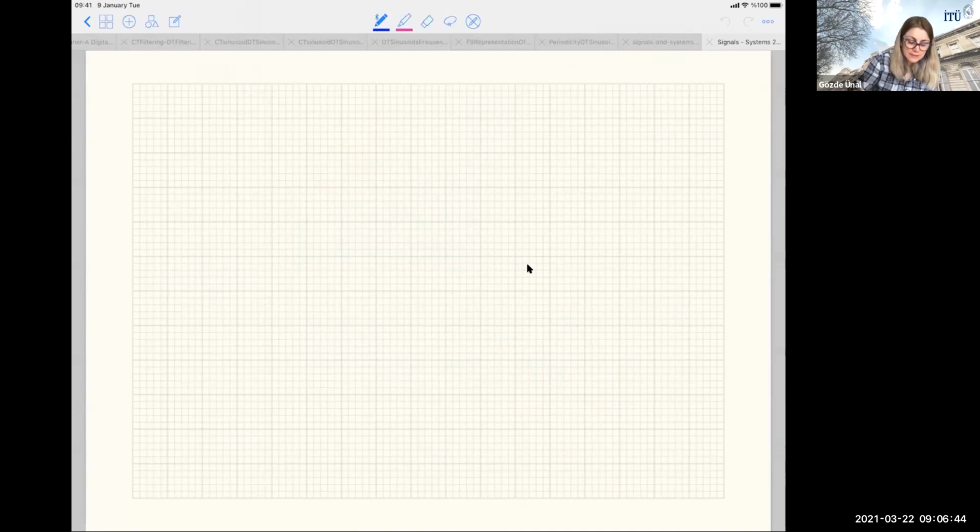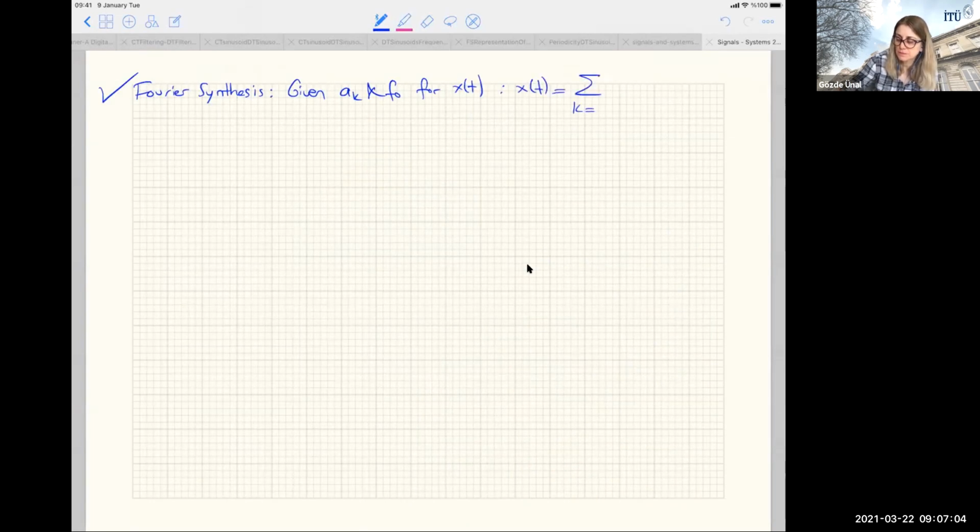So first of all, we did Fourier synthesis. This is done, but let's just repeat. Fourier synthesis was given ak and f0 for x of t. We write x of t as we synthesized it. This is like the forward pass, or forward way, because we construct or synthesize x of t. Now, the important question is, of course, how to find ak.